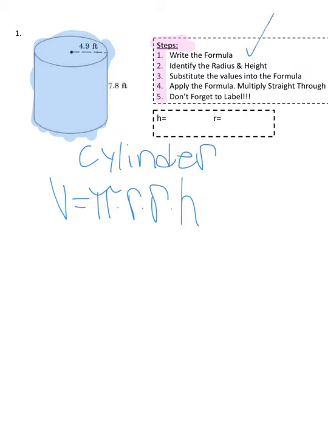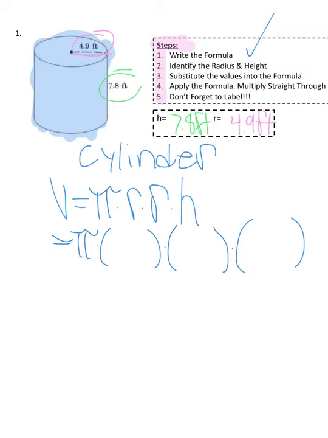We wrote the formula, and now we need to identify the radius and the height. We know our radius is 4.9 feet. It's from the center to the edge of the cylinder. And then our height is 7.8 feet, which is just top to bottom of the figure. Okay, step 2 is done.